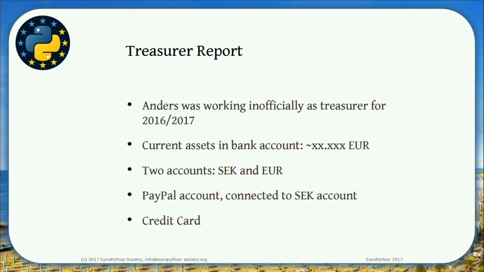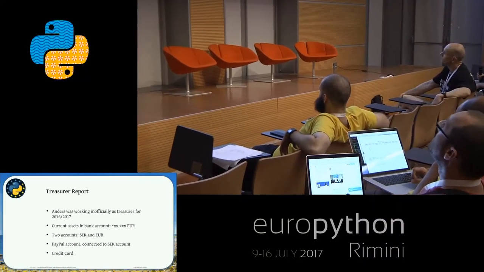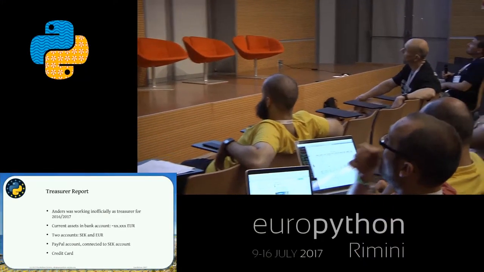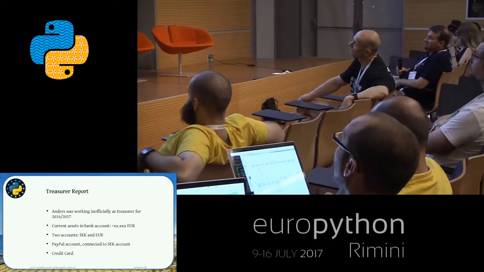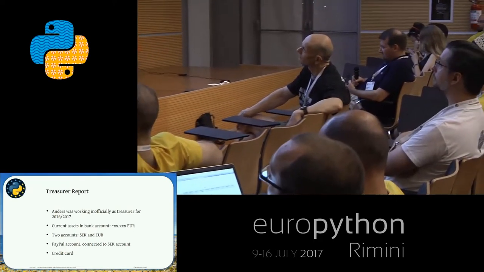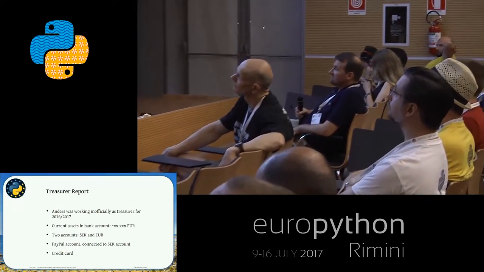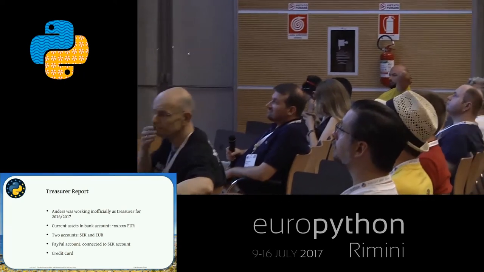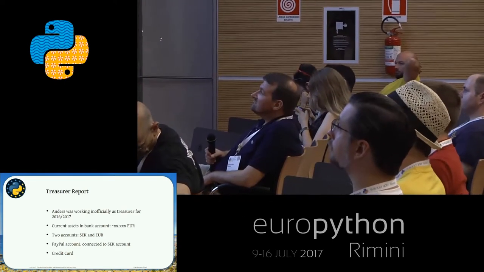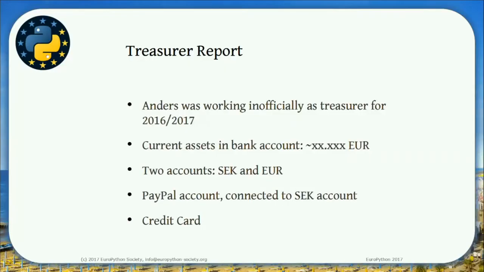Right, so we have two bank accounts, SEK for Swedish kronor. We need that account because all the local tax payments go in SEK. Plus, if we want to send money elsewhere, for example in USD, we have to use that account, and we have a euro account for everything else. Then we have PayPal, connected to the SEK account, and we have a credit card now. All thanks to Anders. Anders is watching this on video, so maybe we can give him a big hand for helping us.